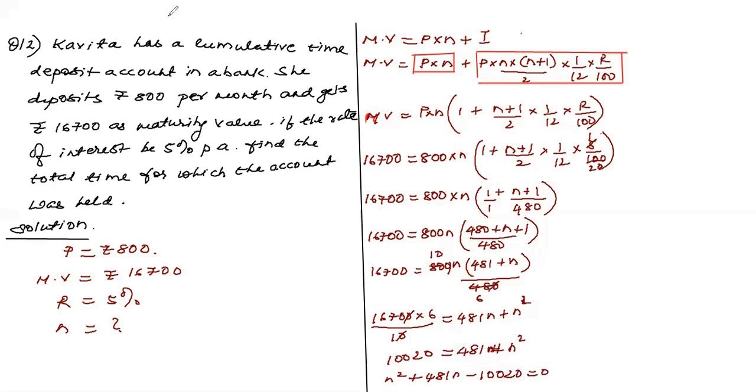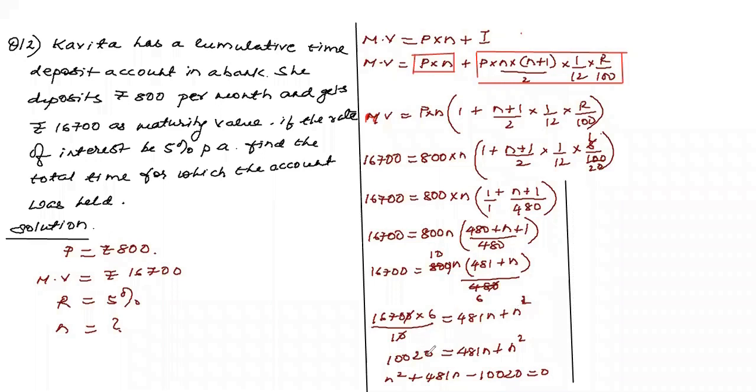So what happens here, children, I hope people can see this. This was 481n plus. Okay, now what will happen, children? I have to simplify it. How do we go about it, children? Factorization. People should know quadratic equations. People have learned it. Now what will happen, children?